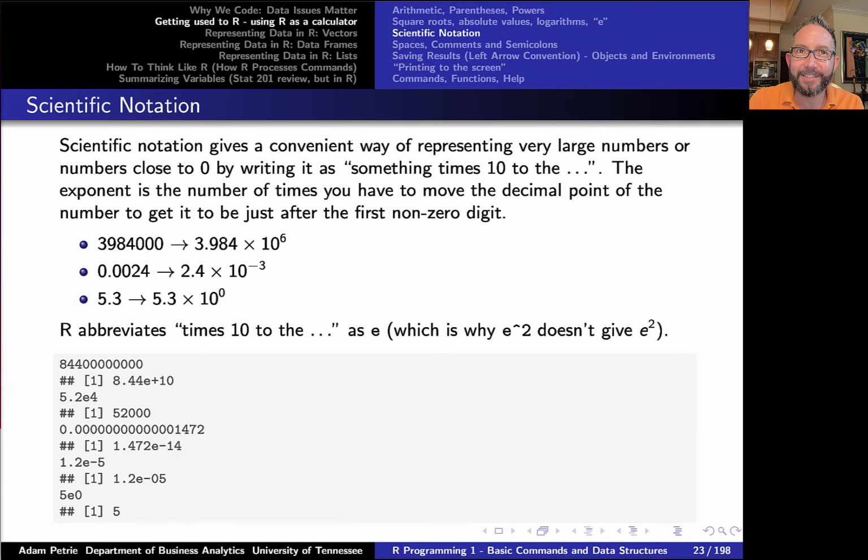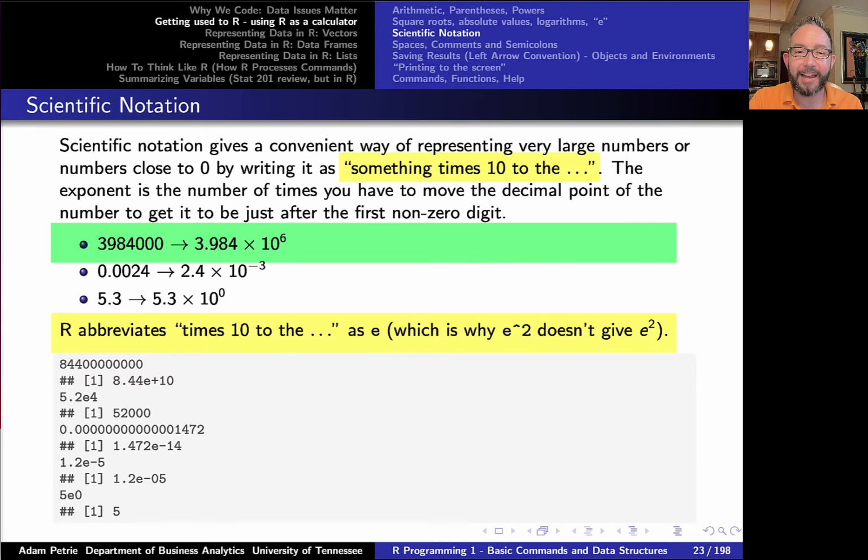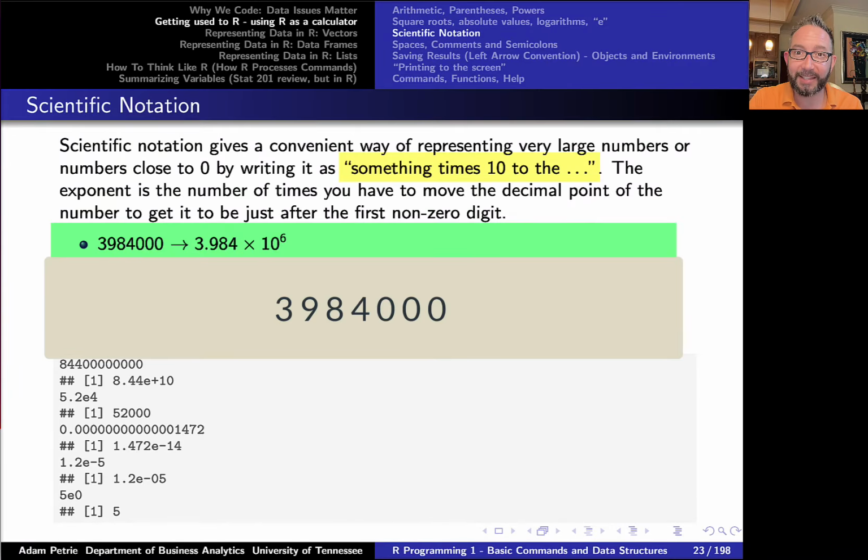All right, so what does the little e actually represent here? Well, it's related to scientific notation. If we want to write numbers in scientific notation, basically something times 10 raised to a power. So the e is really just short for saying, okay, this represents times 10 raised to a power. So if I were to take 3,984,000, if I were to write that in scientific notation, move the decimal place over to the left a total of 6 times, so it's right after the first non-zero digit, 3.984 times 10 to the 6th power.